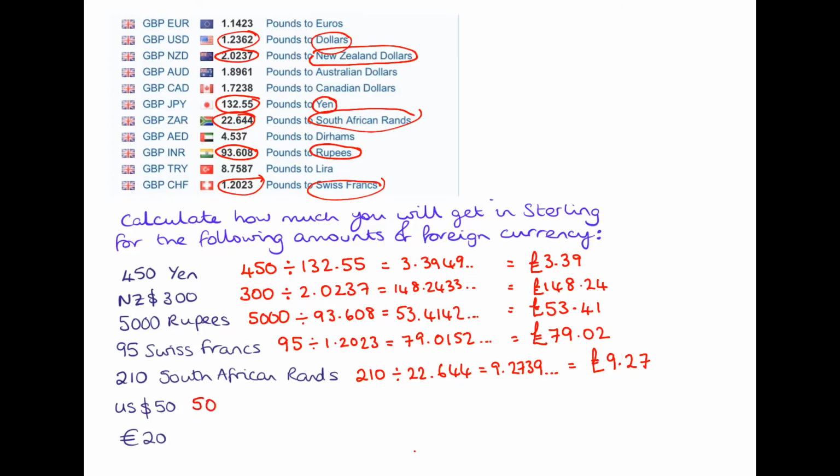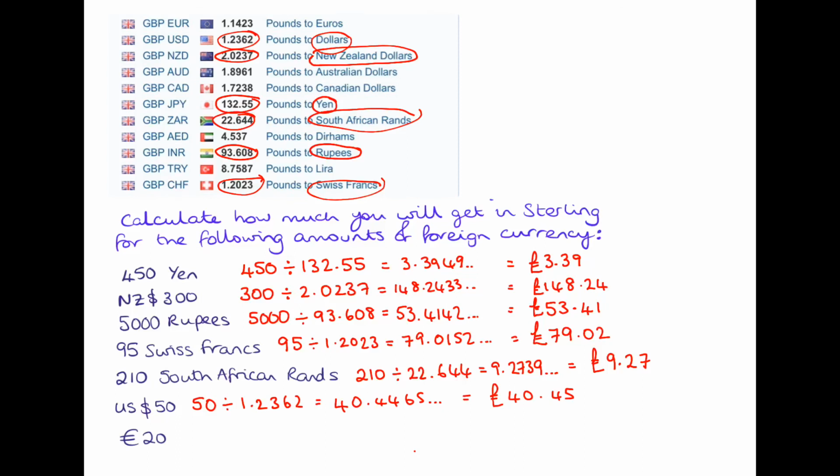So 50 divided by 1.2362 gives us 40.4465. So it's £40, and rounding to 2 decimal places. Well, that's where we're rounding, but the 6 tells you to move that 4 up to a 5, so it's 45. Okay, and the last one, euros.